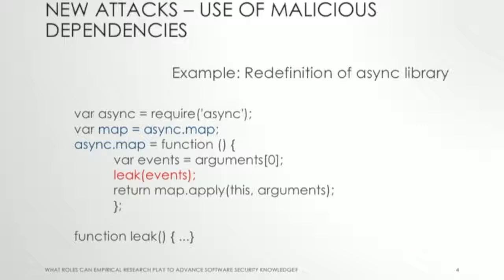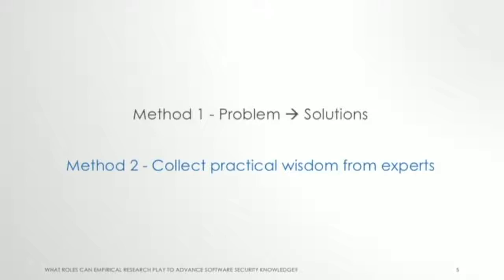With this redefinition of the function, the map that you are using is not the map of async, but actually the new map from the other dependency that you are using. If you did a review of the code, your async is great. It's not changed. You are fine. But because the other dependency changed the behavior, you have this attack. So the bottom line here is that we have different methods for threat modeling, but we are still discovering attacks. More and more, we discover attacks.